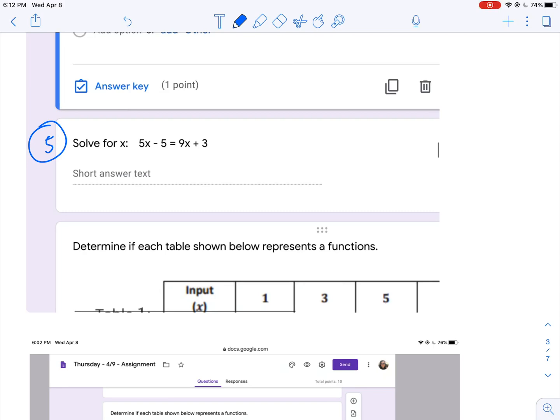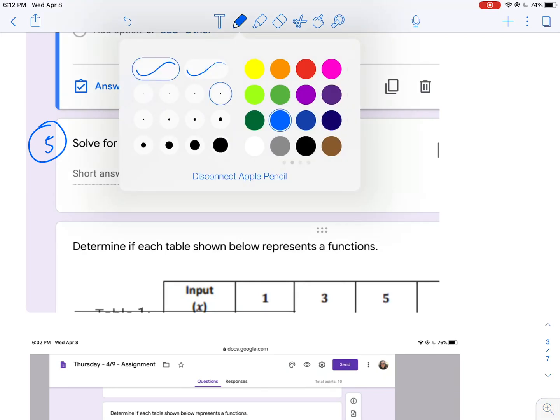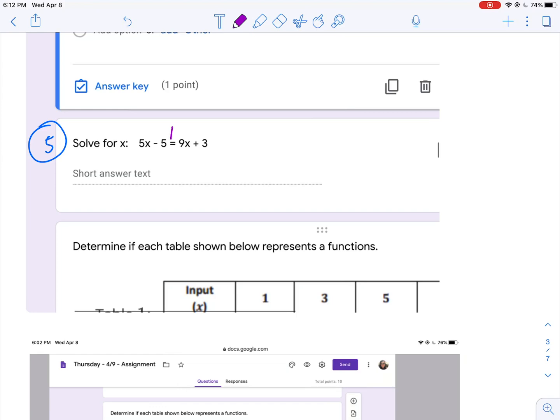Okay, so it says solve for x. So this is an equation. This takes us back to what we learned last week. So I'm going to draw my line down the equal sign. There's no distributive property. There are no like terms. There are letters on both sides, so you want to get rid of the smaller one. So I'm going to subtract 5x on both sides. On the left side, the 5x's cancel and I drop down a -5. On the right side, 9x minus 5x is 4x, drop down the +3.